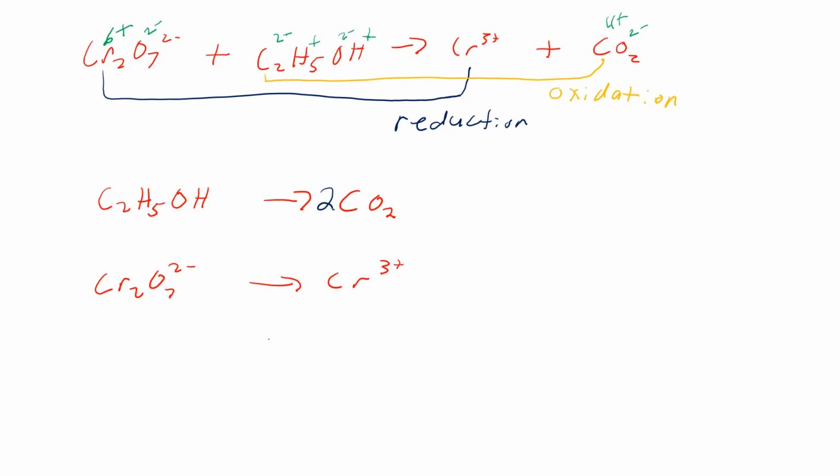Now to take care of our electrons, we go from a 2 negative to a 4 positive. So we gained 6 electrons, but we've got 2 carbons here. So we actually had to transfer 12 electrons. So we lost 12 electrons, which means the electrons are products.